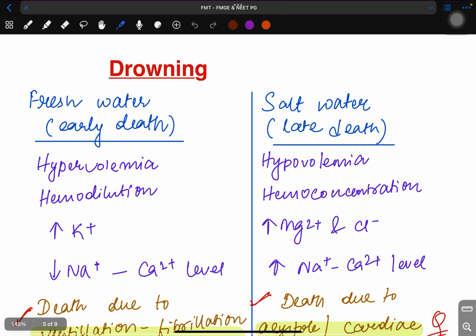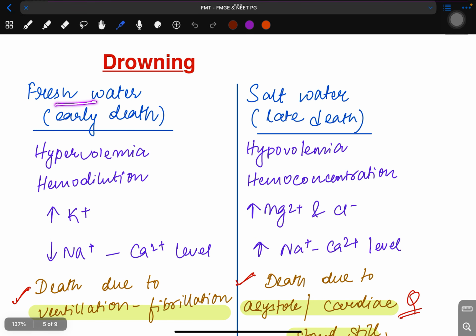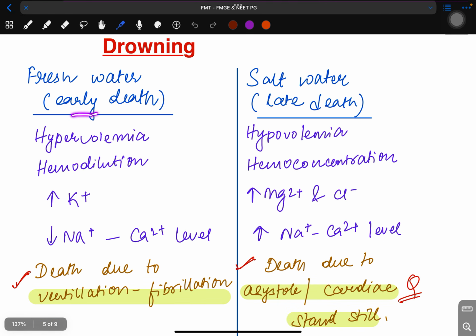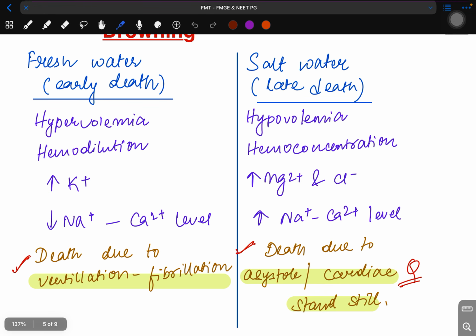Now coming to drowning. Drowning can be of two types, freshwater drowning and saltwater drowning. In freshwater drowning, early death occurs, so it is also known as early death drowning. And in saltwater or seawater drowning, late death occurs. What are the characteristics? In freshwater, we will find hypervolemia, hemodilution, an increase of potassium, and a decrease of sodium and calcium levels. And death occurs due to ventricular fibrillation.